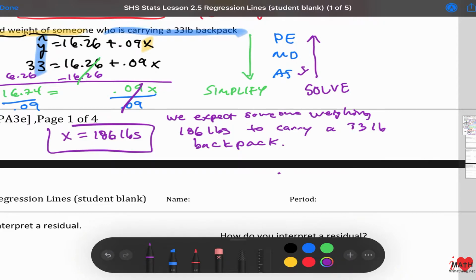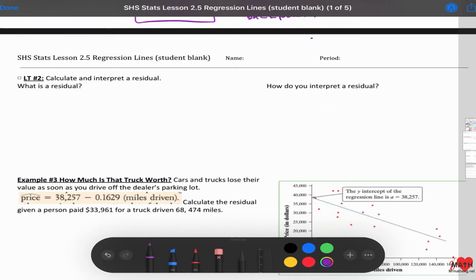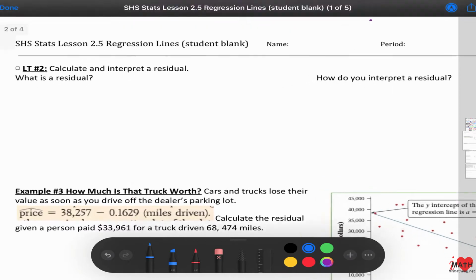All right, let's move on to page 2. We just finished page 1 where we're making those predictions. So, learning target number 2: calculate and interpret a residual. So what is a residual?